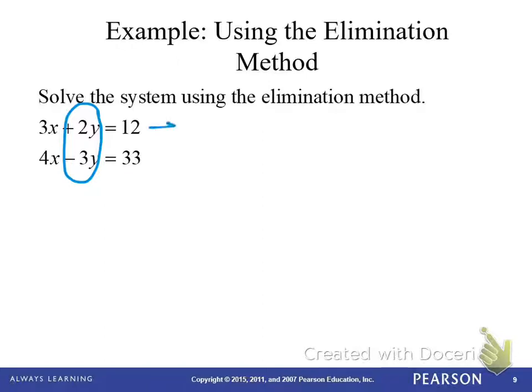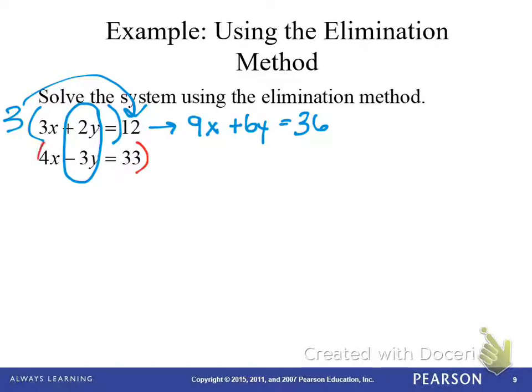So in this case, I need to multiply the whole entire top by 3, to end up getting it to cancel out with the bottom. So I would have 9x plus 6y equals, I need to multiply the whole top, including the 12, so it'll equal 36. And my other equation, I needed to multiply the whole equation by 2 to make them cancel out, since 6 was my common factor between them. And so I would get 8x minus 6y equals 66.